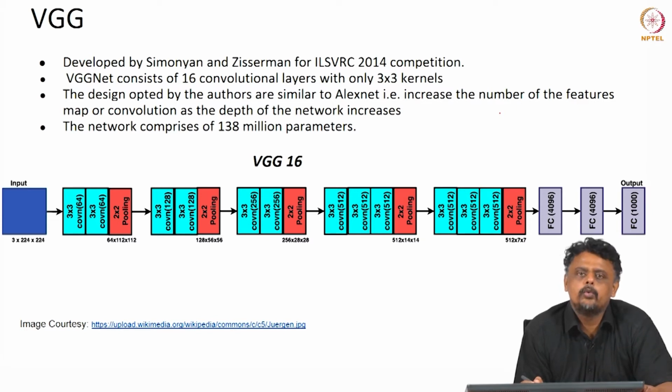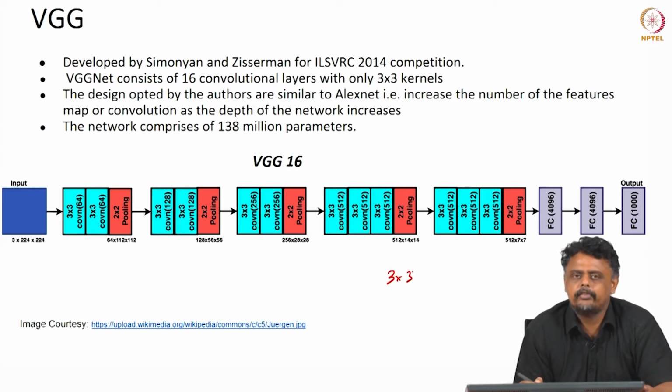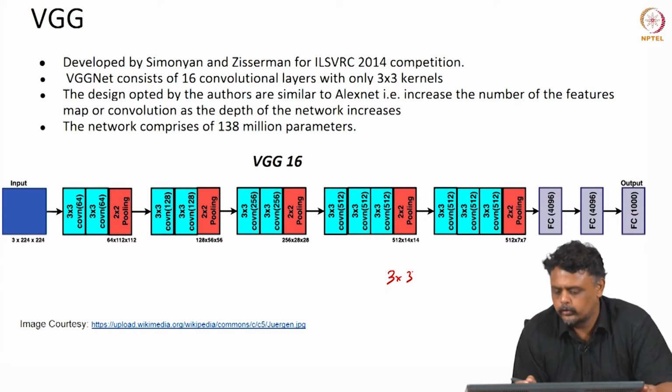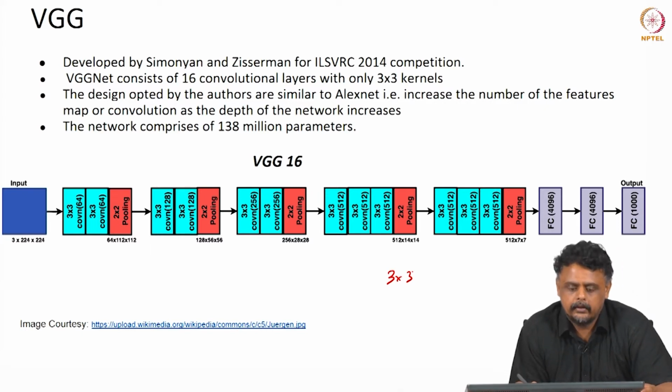They also stuck to one filter size, 3 cross 3. This is the smallest meaningful filter size. You can also do 1 cross 1 convolution, but of course we need a receptive field, so 3 cross 3 is the smallest. They stuck to 3 cross 3 filters throughout all the layers. There are a lot of parameters, about 130 to 140 million depending on which network you are looking at.